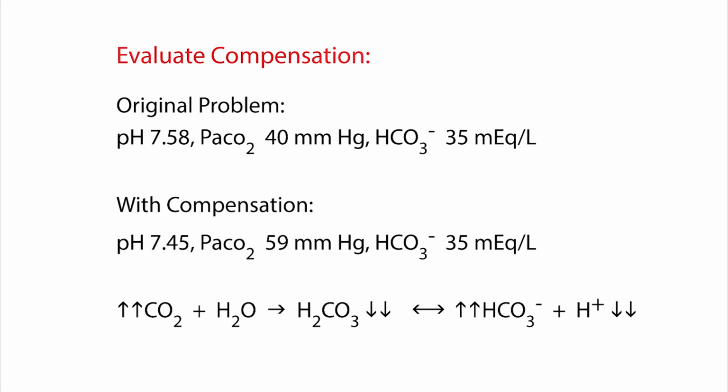So the original problem of pH of 7.58, PaCO2 of 40 and bicarb of 35, with compensation the pH goes down to 7.45. The PaCO2 has increased in response to an increased bicarbonate level. When bicarbonate increases, the pH goes up, indicating less hydrogen ion is present in the body. The pH normalized on the alkaline side, so the patient has fully compensated metabolic alkalosis.